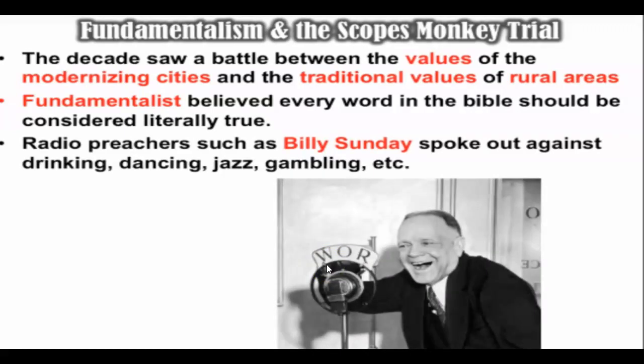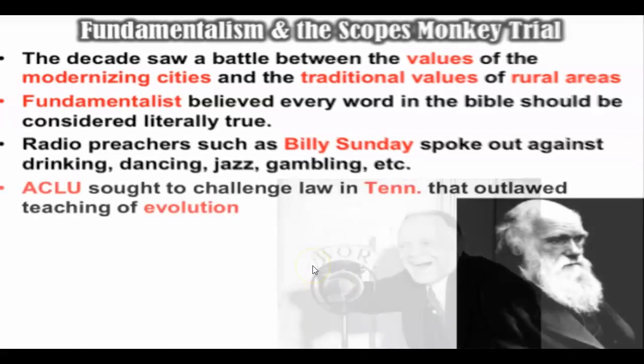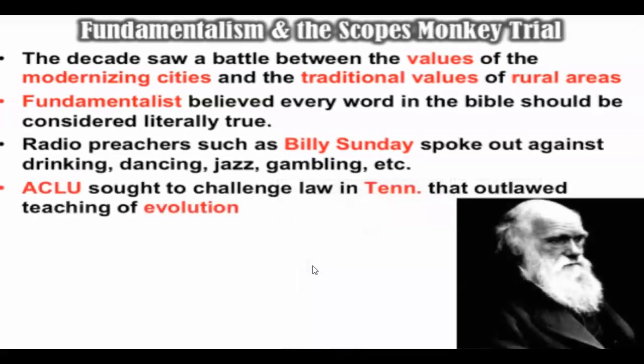Radio preachers like Billy Sunday would speak out against the evils of drinking and the evils of dancing, and he would certainly be very much against flappers and everything that flappers stood for, right? He would be against jazz music. He would be against gambling. These were all vices. Well, the Scopes Monkey trial centered around Charles Darwin's theory of evolution.